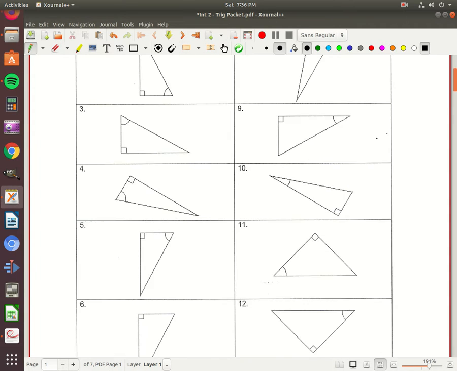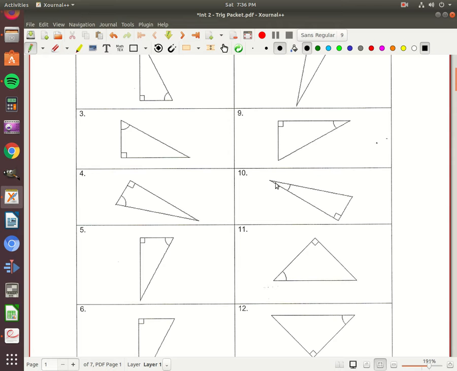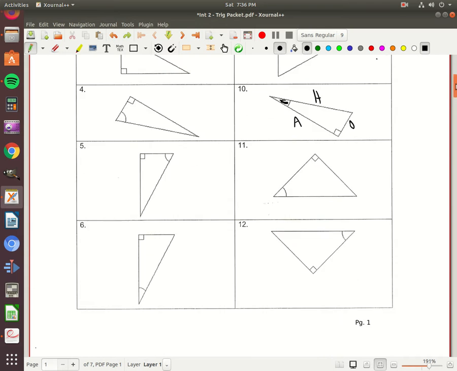So if we go down to question number 10, we're starting from this angle. This side would be the opposite. This side would be the hypotenuse because it's opposite the 90-degree angle. And this side would be the adjacent. Again, I want to be clear. We would get a totally different answer if I asked you about this angle. I'm not asking you about that angle though, so that's not important. I'm only asking you about the one we're looking at.